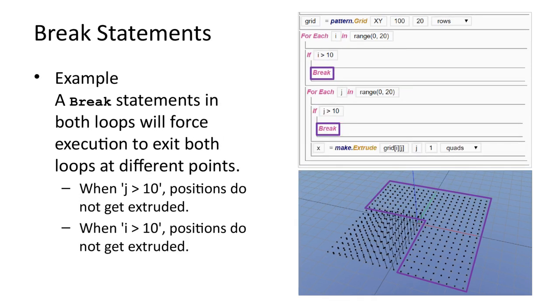In this case, we have two break statements, one in the outer loop and one in the inner loop. Both break statements are executed at different points. The break statement in the inner loop is executed 11 times. Each time, execution will return to the outer loop. The break statement in the outer loop is executed 1 time.